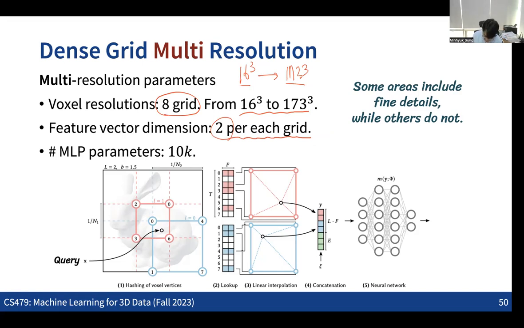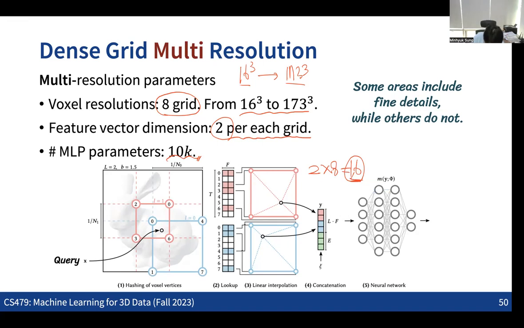But the thing is that now we are taking out the feature vectors from all the 8 grids, from the voxels in the 8 grids. So it turns out that at the end we are still getting the 2 times 8, the 16-dimensional feature vectors for each point in this 3D space. So that's the basic idea. Then we can use the same MLP architecture, taking the feature vectors with the same dimension.